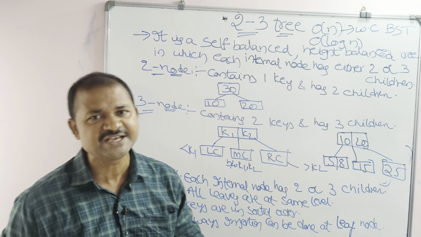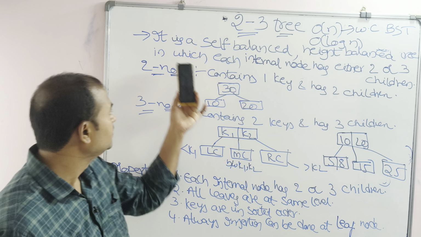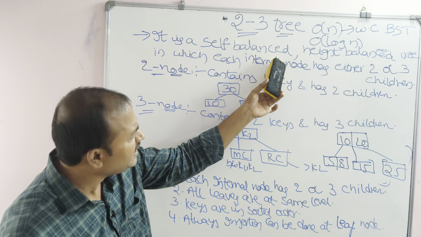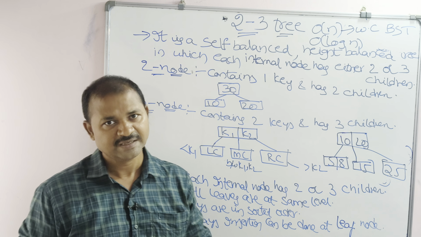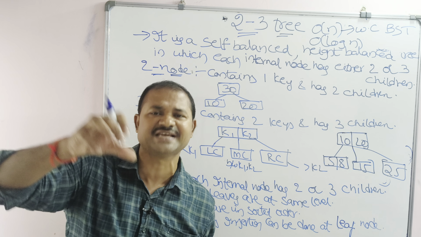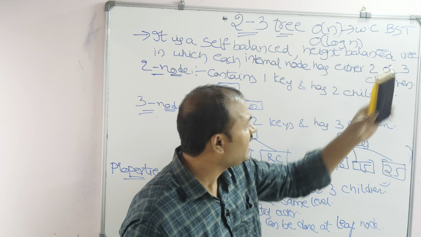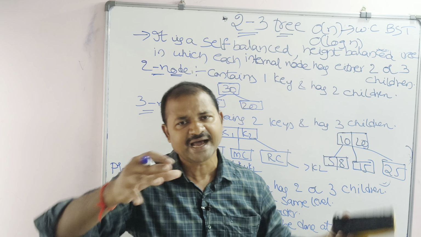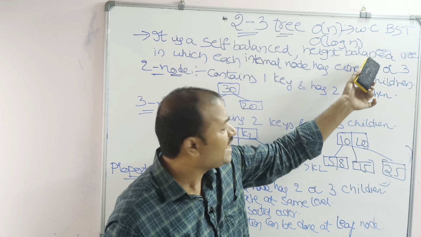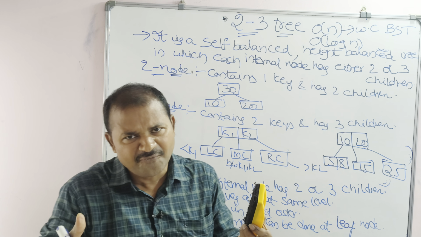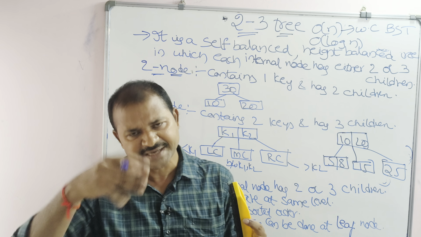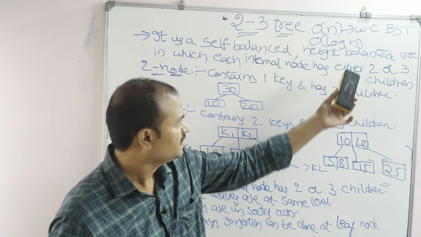Now let's see the definition of the 2-3 tree. A 2-3 tree is a self-balanced and height-balanced tree. Self-balanced means it automatically balances itself. Height-balanced means the height of the tree is O(log n). Balanced means that after performing every operation, be it insert or delete, it automatically balances itself.